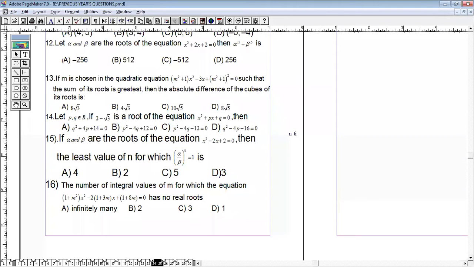And the fourth option is q square minus 4p minus 16 is equal to 0. So which of the following options is correct? Just observe, sir, that C option.